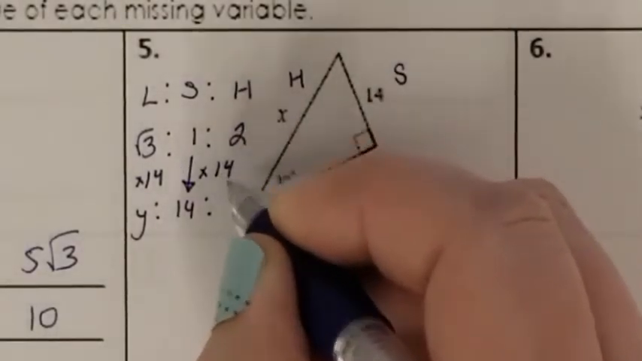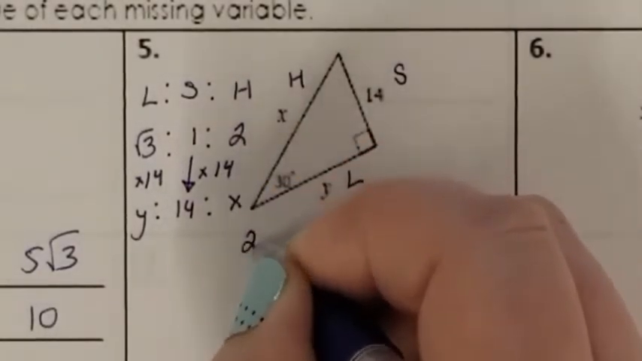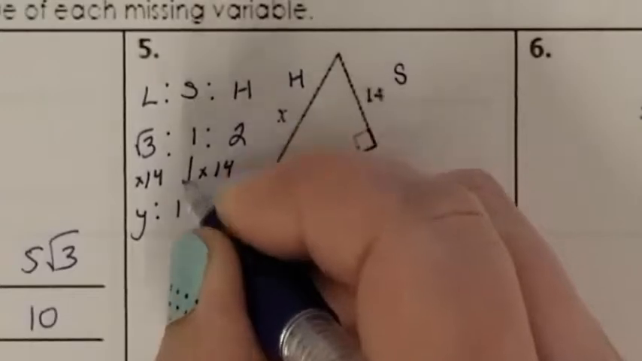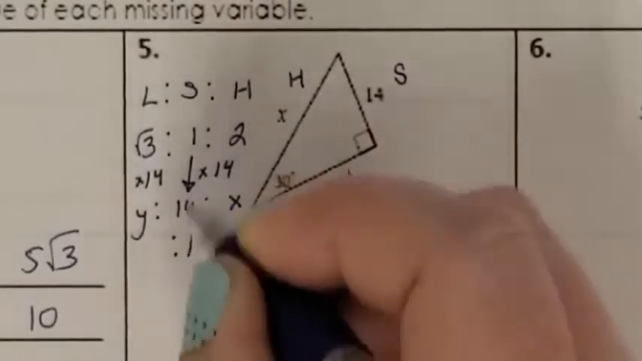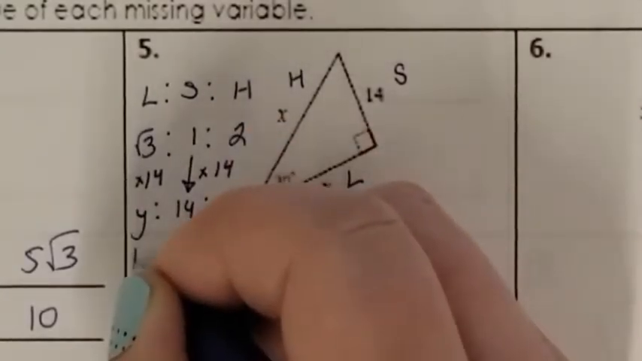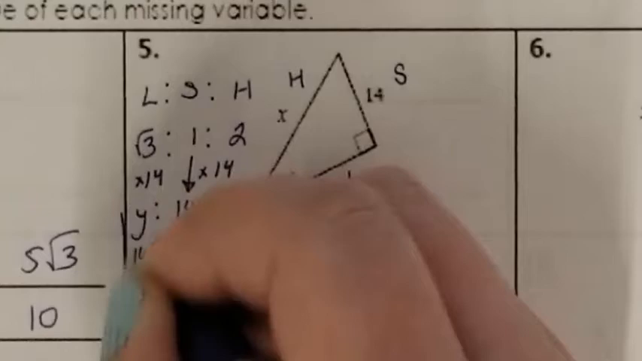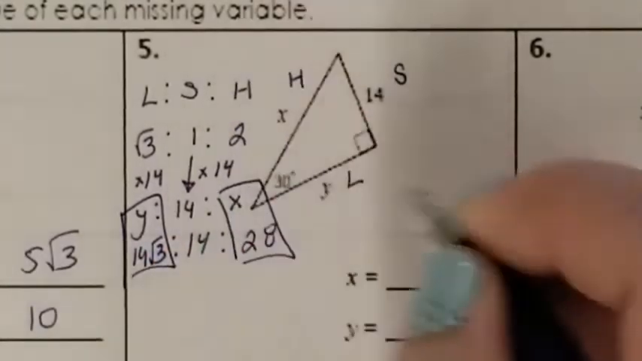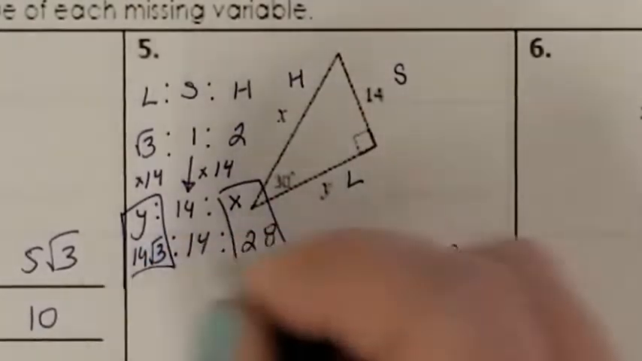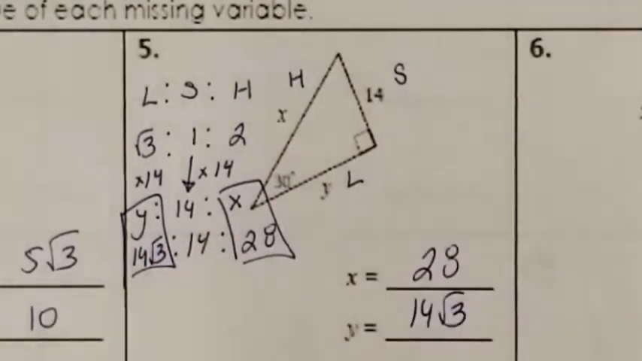2 times 14 is going to give me my x value of a 28. I already knew that this was 14. Root 3 times 14 gives me 14 root 3. So I know my y and I know my x. My x is 28. My y is 14 root 3.